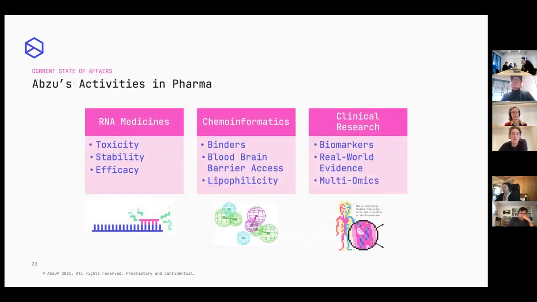Right? And just to show you what we are currently working on together with big pharma and smaller companies, as well as universities. So we are a very big success in various RNA medicine applications, predicting toxicity, stability, things like efficacy. Again, because we not only predict very accurately why a certain RNA drug works or is not toxic, but we can also tell the scientists why, which then helps them to design better drugs.